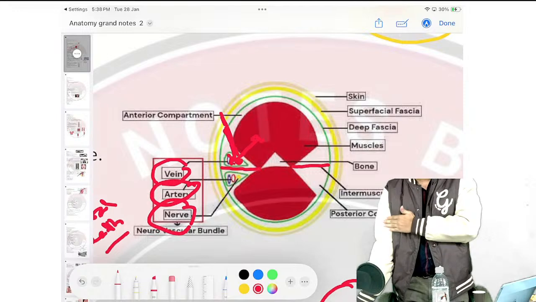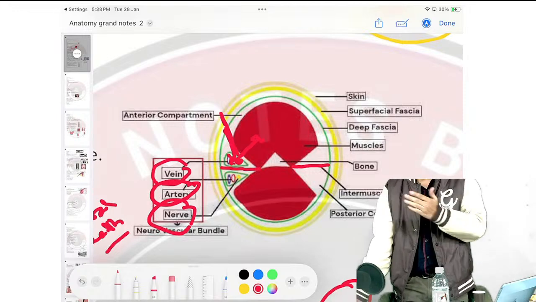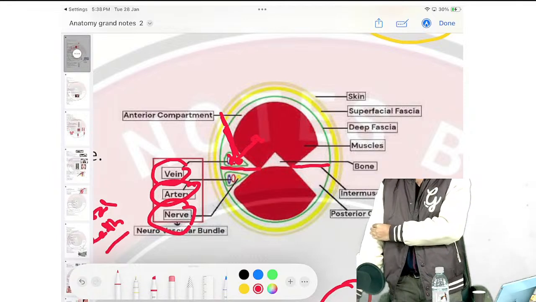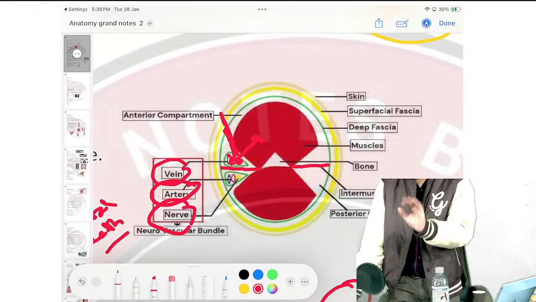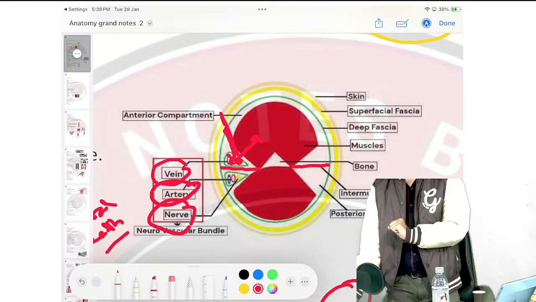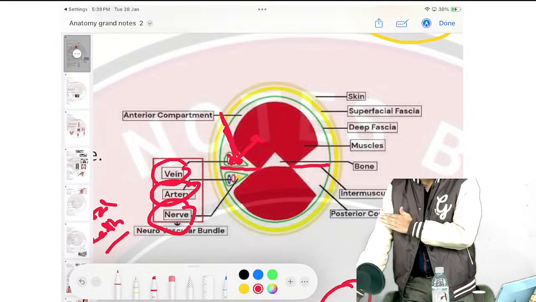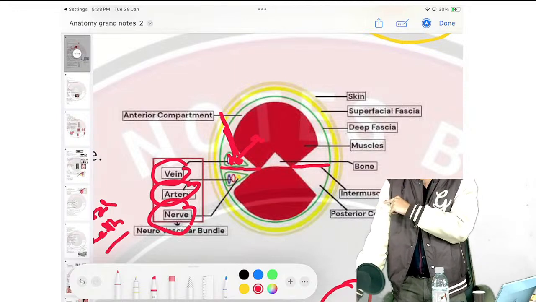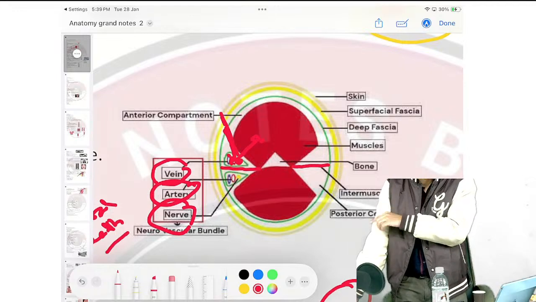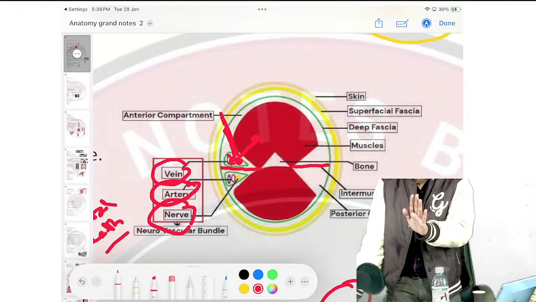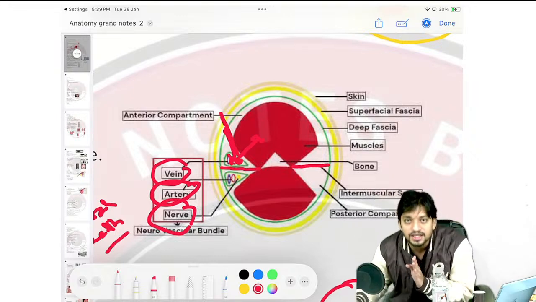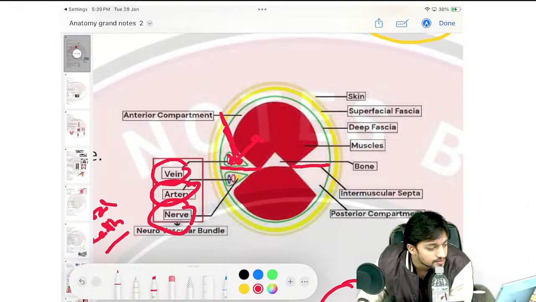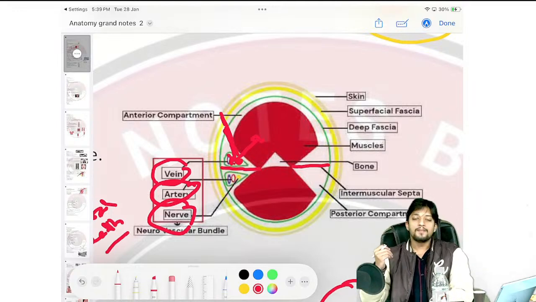Arm is further divided into anterior compartment and the posterior compartment, right? In the anterior compartment, you have the muscles biceps brachii and coracobrachialis, right? In the anterior compartment, there is a nerve called the musculocutaneous nerve. So the musculocutaneous nerve, running in the anterior compartment of the arm, will supply generally all the muscles present in the anterior compartment of the arm. Good guys? Understood?